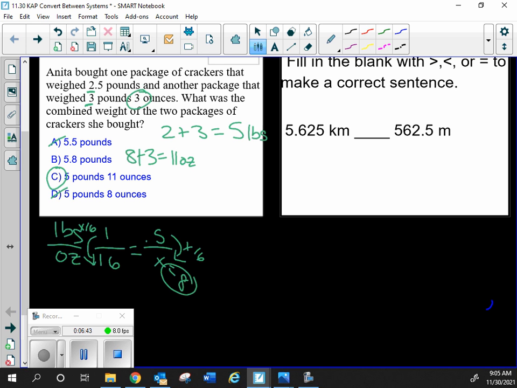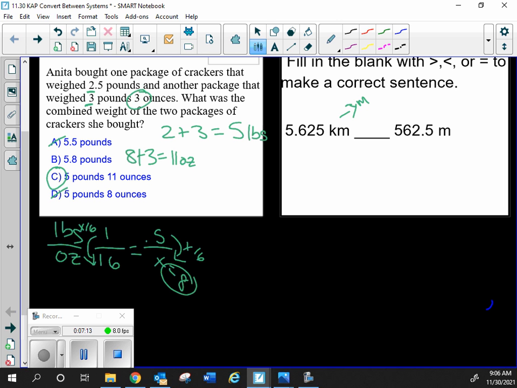All right, let's do this next one. Fill in the blank. Greater than, less than, or equal to. What we got? Nope. Michaela. You said change this to kilometers? Or did you say that one? Sorry, I couldn't hear you. Change that one. Okay, you change this one to meters, because in order to compare, we need them to be the same thing.